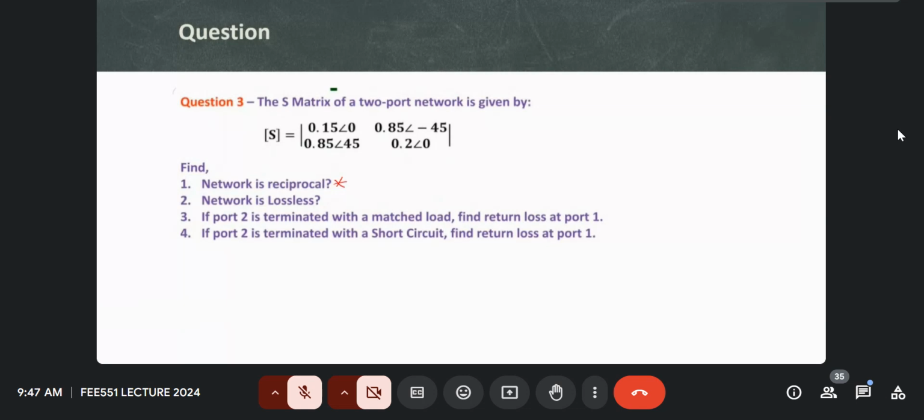Lennox is mine. What's the condition for a reciprocal network?